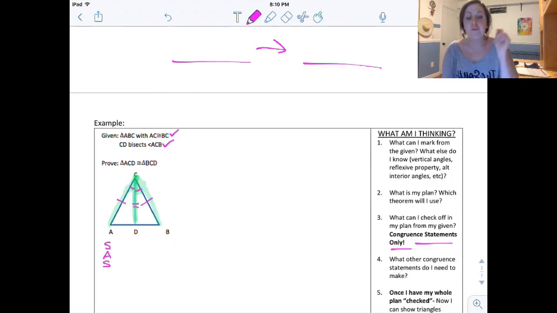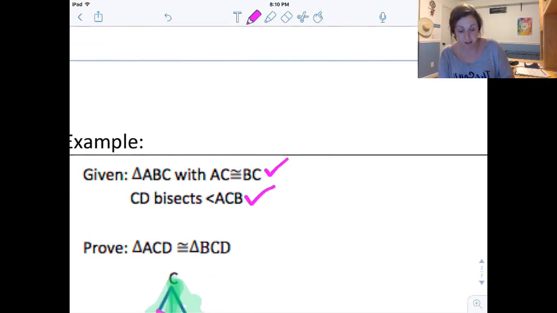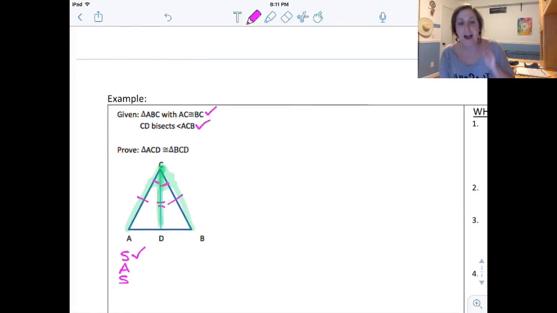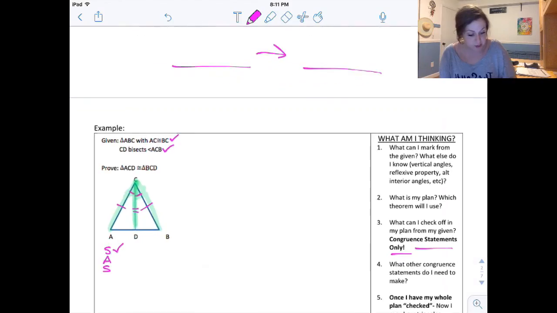So from my given, I have one congruent statement. I have AC is congruent to BC. That is a side, so I'm going to check off one pair of sides. That's what I know. Now, the angles were not given to me as a congruent statement. I got that from the bisecting, so I know that I need to make that statement via the bisecting. And the other side I got from the reflexive property. So those are the other parts of my plan.